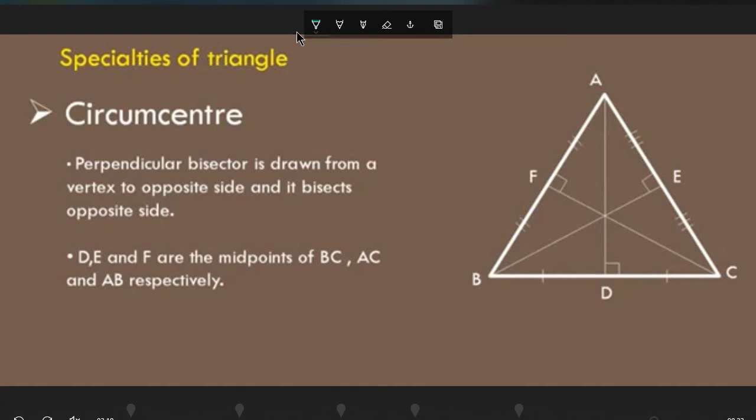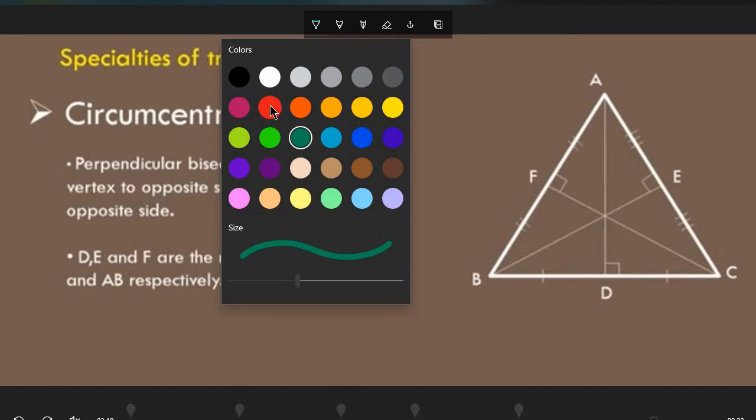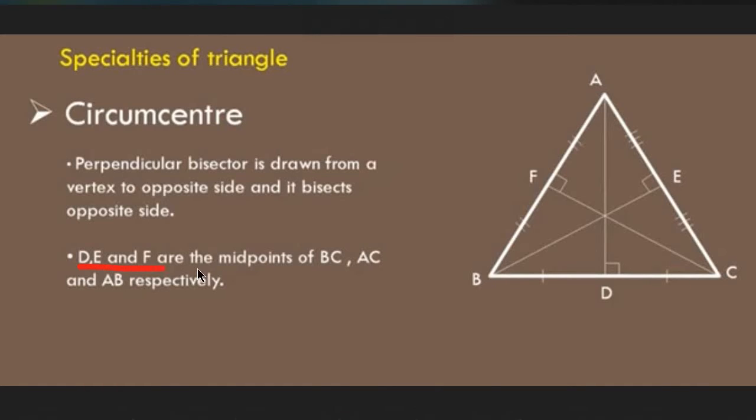And it is clearly written here also that D, E and F are the midpoints of BC, AC and AB respectively, and the perpendicular bisectors are drawn from a vertex to the opposite side and it bisects the opposite side. So this perpendicular bisector will bisect these two sides. Similarly for this here and for this here. I am going in the wrong direction, actually it should have been like this. No problem, you understood, and that is important here.